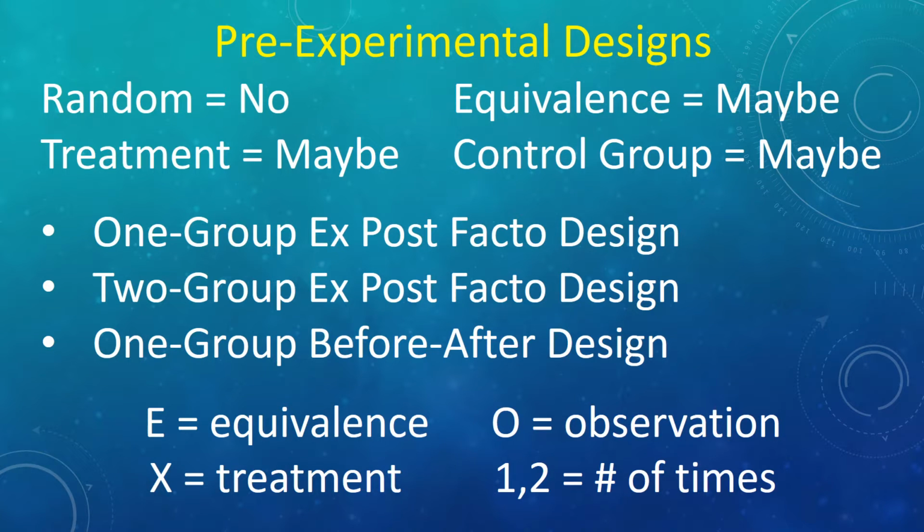The 3 major elements of an experimental design are equivalence, experimental group, and a control group. We have seen these 3 elements in the last few slides. However, pre-experimental designs either lack 1, 2, or all 3 major elements. They also do not use random assignment. There are 3 main types of pre-experimental designs, both 1 and 2 group ex post facto, and 1 group before and after design. Once again, we will be utilizing E, O, X, and the numbers 1 and 2.